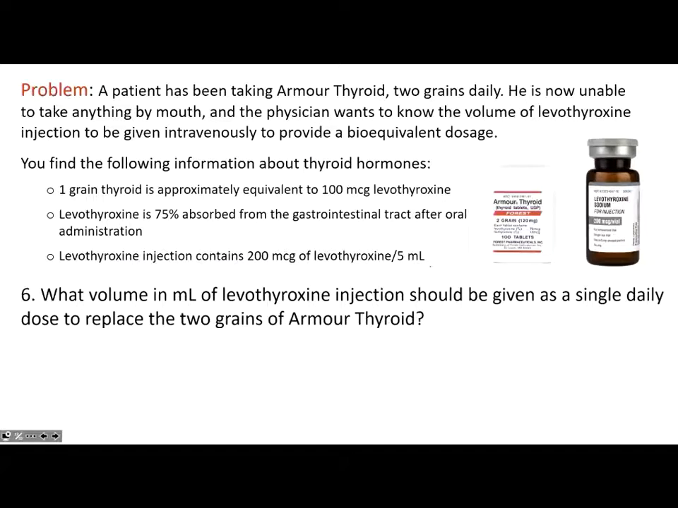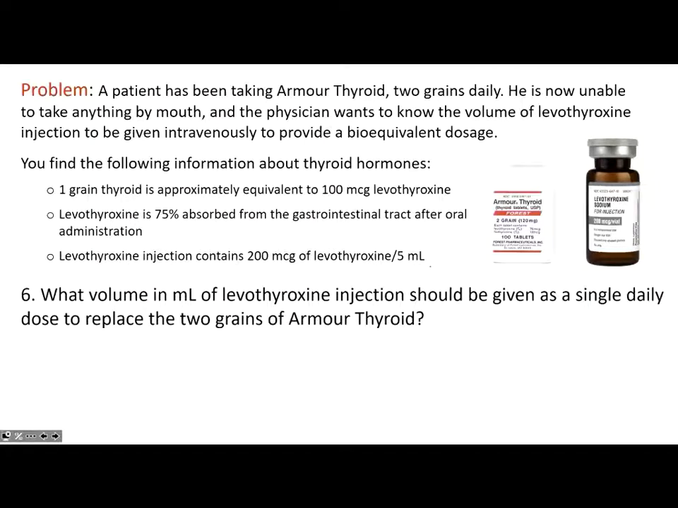So here we got a patient who's been taking Armour thyroid, thyroid medicine, 2 grains daily. And you can see on the picture down there, they come in 2-grain tablets. So he's been taking 1 2-grain tablet every day. For whatever reason now, he's unable to take this by mouth. He's in a hospital, so we want to convert him over to an equivalent injection, but they don't make an injectable for Armour thyroid. They make an injection for an active ingredient in the Armour thyroid, which is the levothyroxine. So what we want to do is convert from oral thyroid to IV levothyroxine.